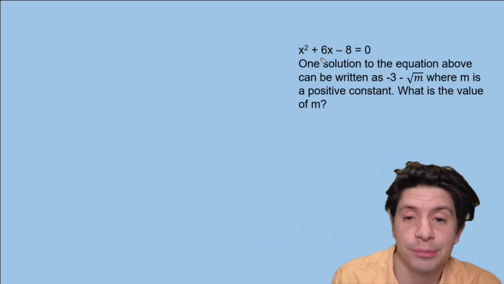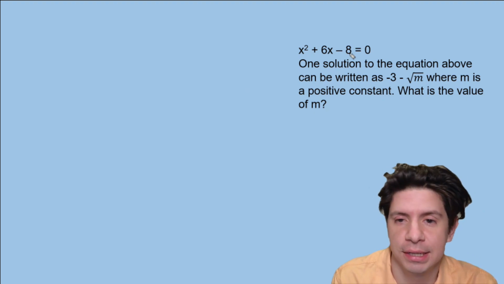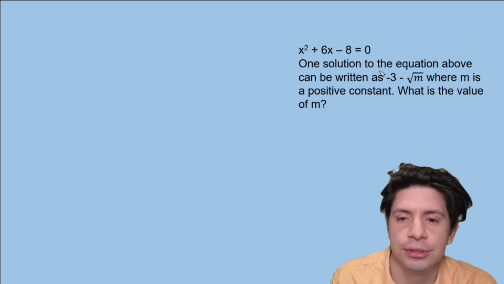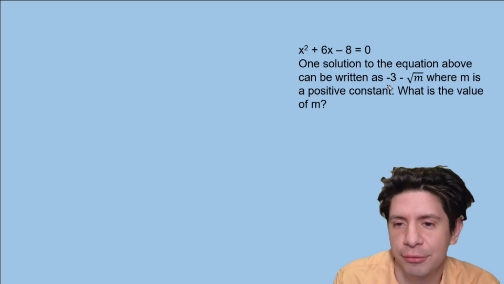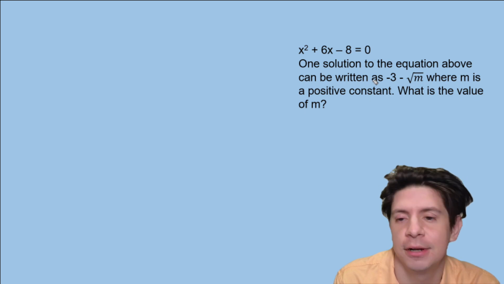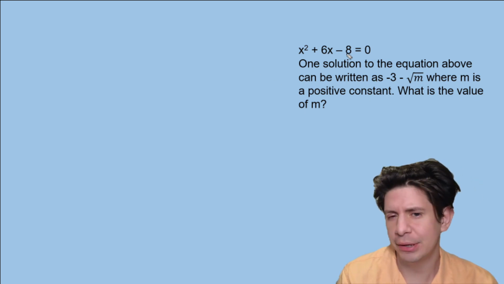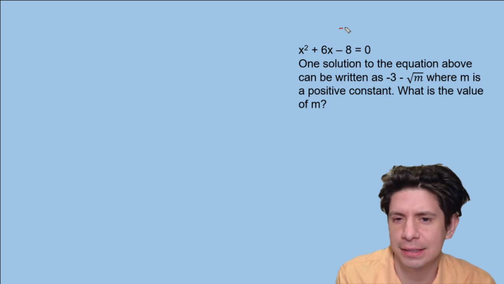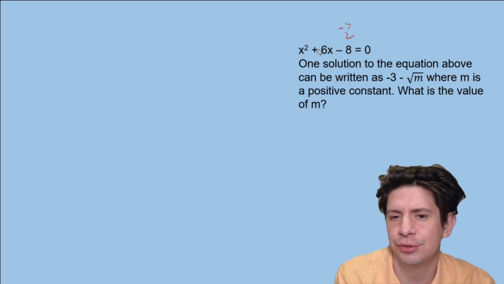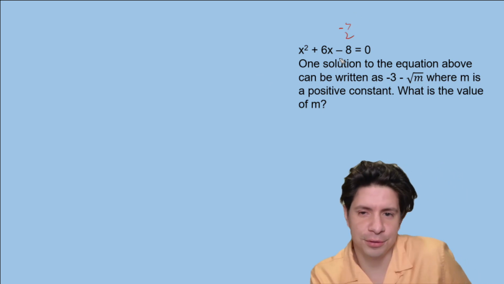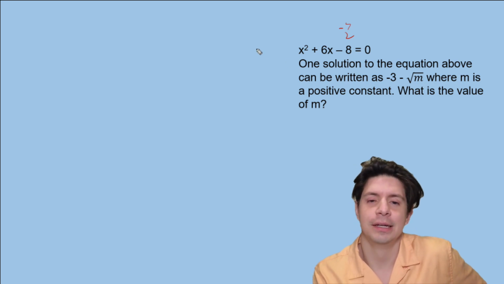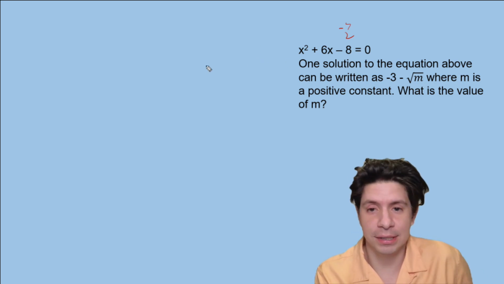Okay, so this one looks similar, right? X squared plus 6x minus 8 equals 0. One solution to the equation above can be written as negative 3 minus root m, where m is a positive constant. What is the value of m? So here I can't really factor easily because it's negative 4, 2. That doesn't get us 6. Positive 4, 2 wouldn't get us the negative 8. So I'm going to use the quadratic equation, right?